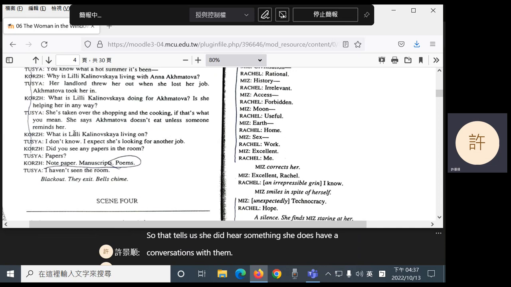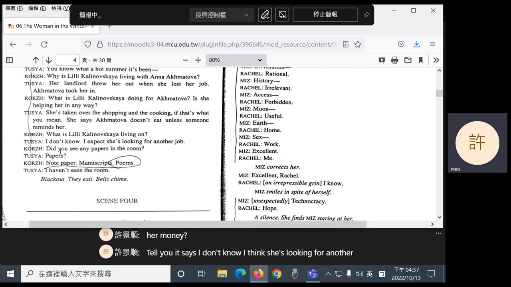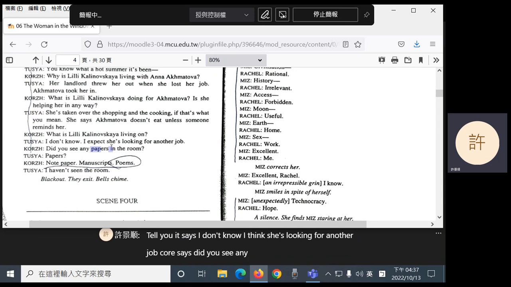Kors, what is Lily living on? So like, where does she get her money? Tasya says, I don't know. I think she's looking for another job. Kors says, did you see any papers in the room? This question is unexpected to Tasya. So she repeats the question, papers? Notepaper. Manuscripts, 手稿, poems. So this is what Kors really wants to know about Anna.